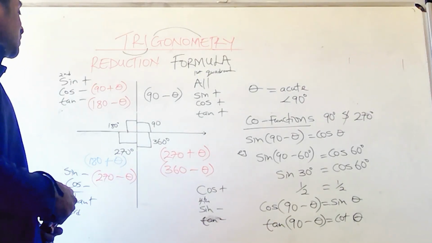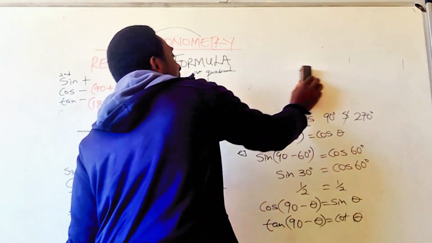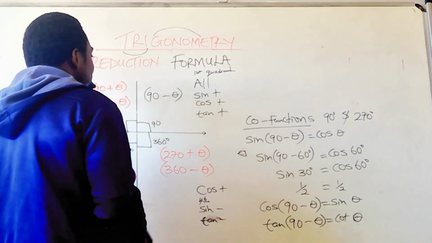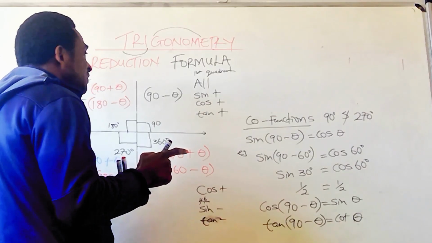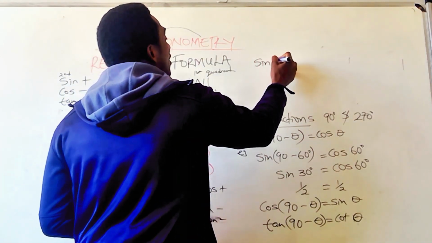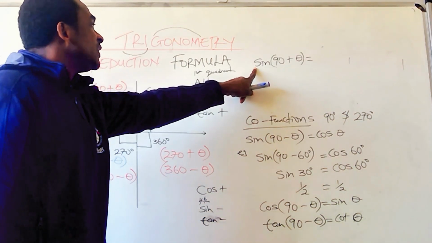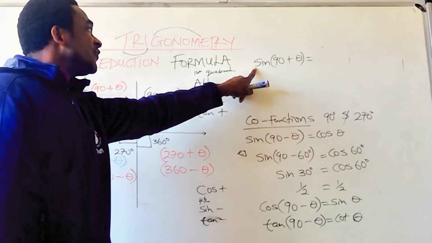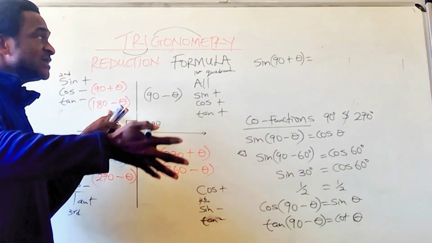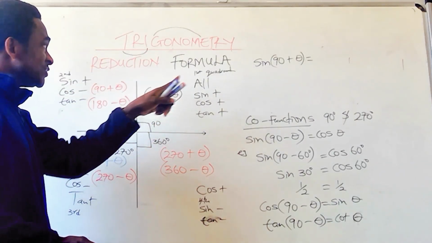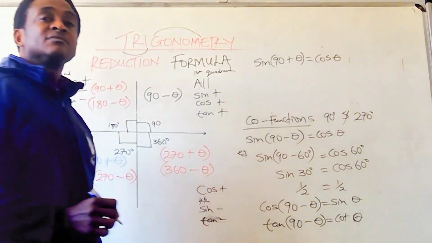Let's look at the cofunctions for the second quadrant. Now for the second quadrant, I'm still using 90 for cofunctions. If I have sine of 90 plus theta, I will check the sign, whether it is going to be plus or minus for sine on that quadrant. 90 plus theta is now on the second quadrant, that means any value greater than 90. It is still a cofunction, but sine is positive, so cos will also be positive. It gives us cos of theta.